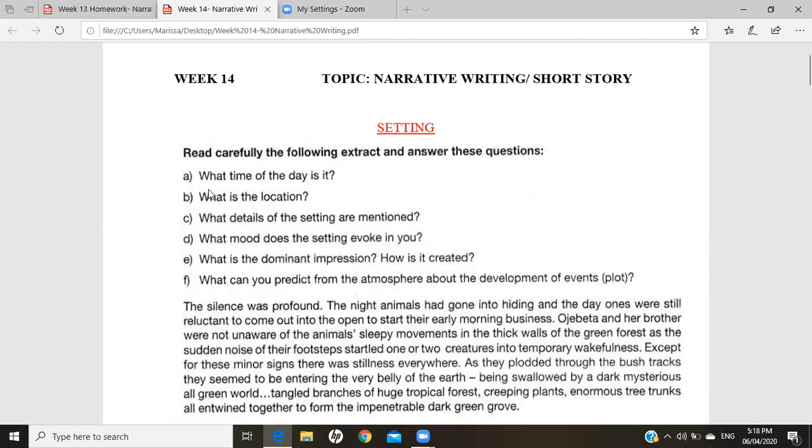So A says, what time of day is it? B, what is the location? C, what details of the setting are mentioned? D, what mood does the setting evoke in you? E, what is the dominant impression? How is it created? And F, what can you predict from the atmosphere about the development of events or the plot?